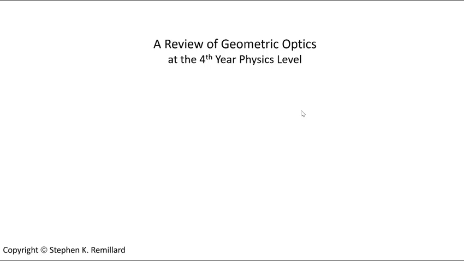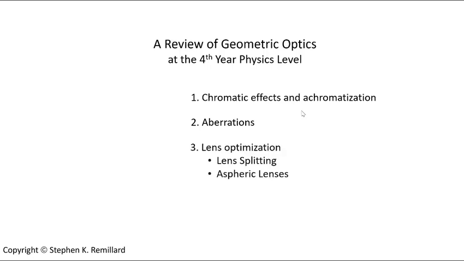In this fourth year review, I'll go into several things that limit the performance of a well-designed optical system. I'll begin with the chromatic effects of glass, and then I'll move on to the geometric aberrations that blur and distort images, and then finally I'll talk about some strategy for improving the design of an optical system to eliminate those effects such as achromatization, lens splitting, and aspheric lenses.